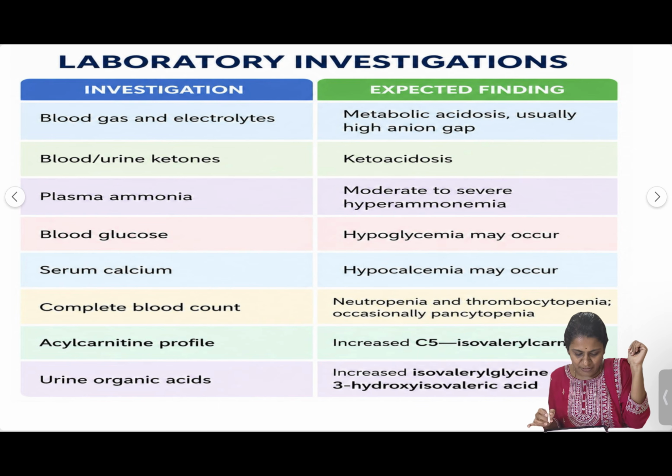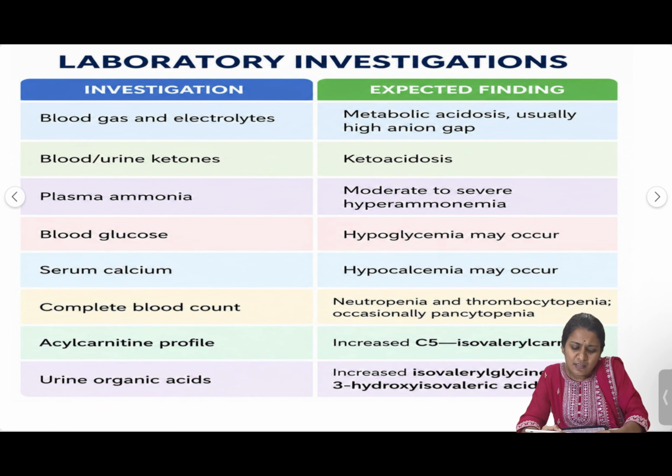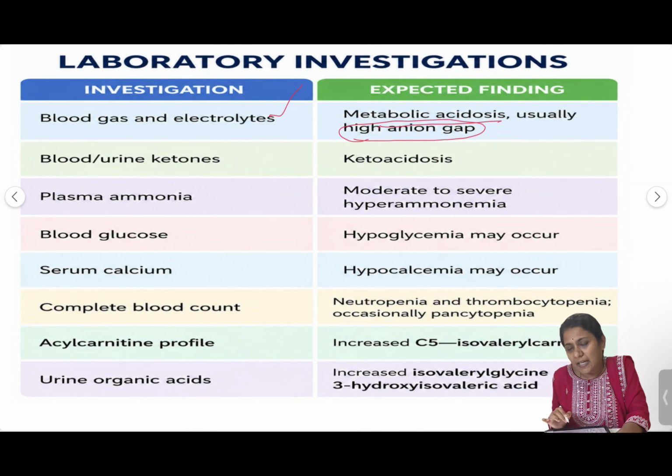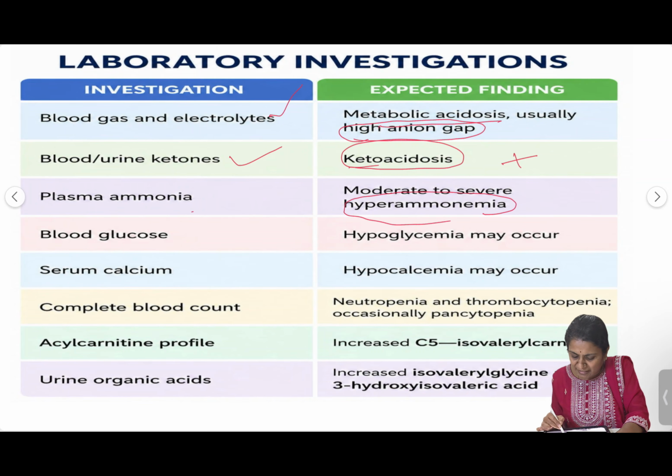So what are the lab investigations? When you go for a basic investigation, whenever a child has encephalopathy or anything, the first basic investigation is a blood gas, right? There you will see metabolic acidosis, and the metabolic acidosis will have a high anion gap. When you go for a urine test, ketone bodies will be positive. Plasma ammonia, I have told already, there is a severe hyperammonemia in case of organic acidemia. I have already explained why there is hyperammonemia. Then blood glucose, hypoglycemia, and serum hypocalcemia.